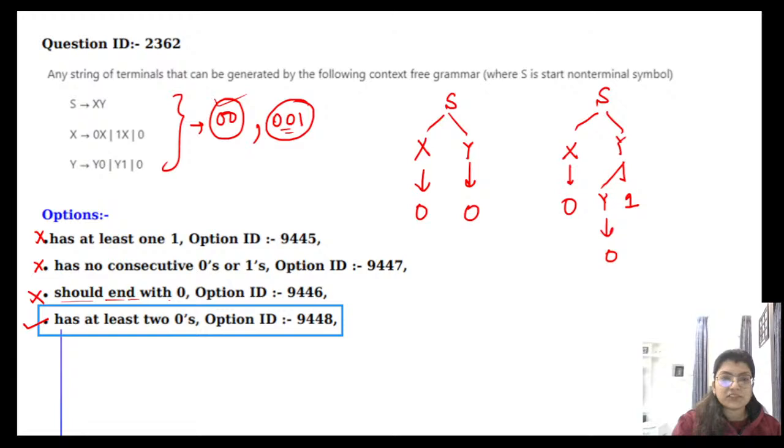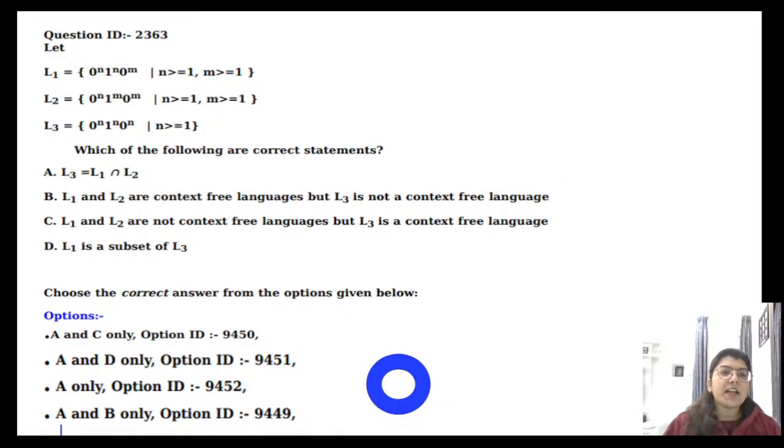Next question. Okay, so yeah, they have given you 3 grammars, L1, L2, L3. They're asking which of the following are correct statements. I hope the screen is visible to you. Okay, so time starts now.